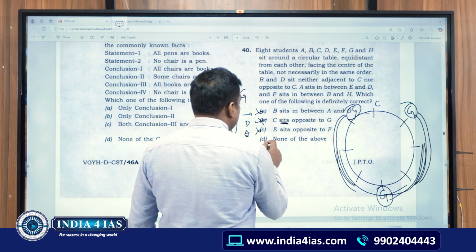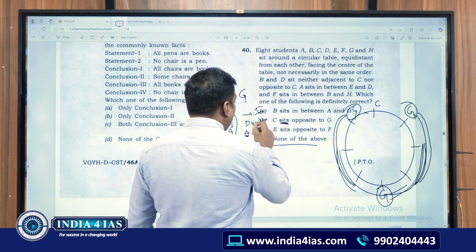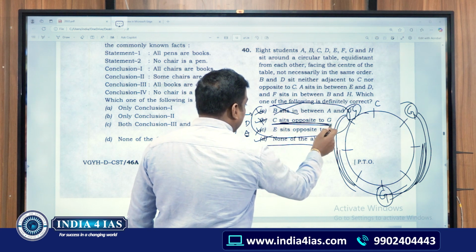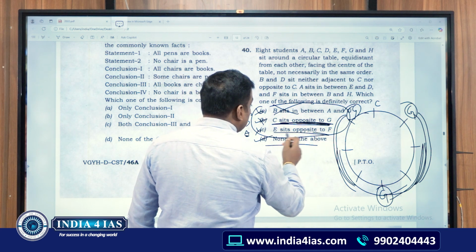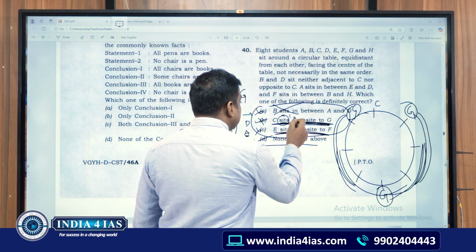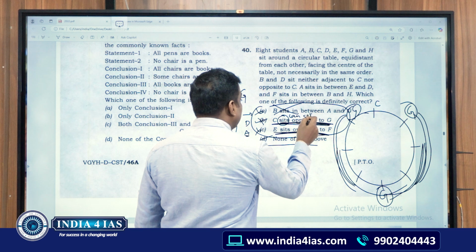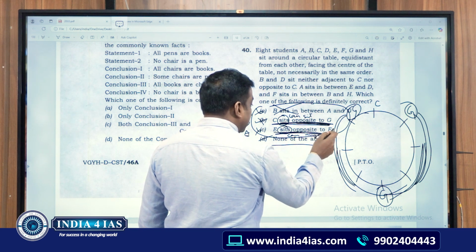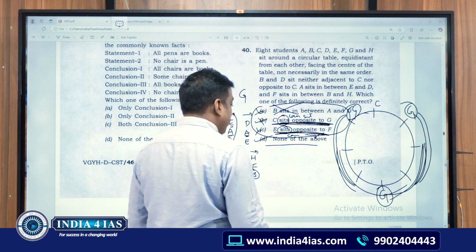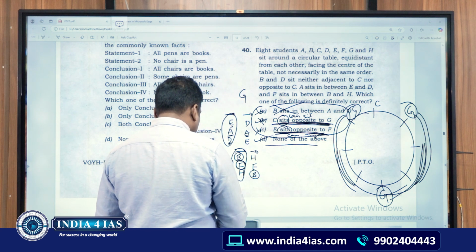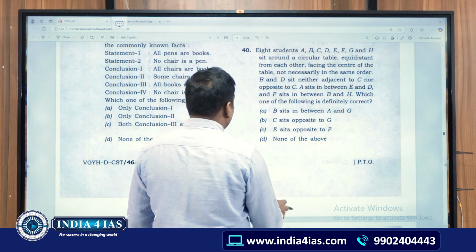Now, none of the above. Yeah, all these 3, this is not a possibility at all. There is a chance, but not all the times. If they tell C can sit or C may sit, here A can sit or A may sit, then there is a possibility. But otherwise, when they say definite, no, it is not definite. So, this is how we have to conclude.